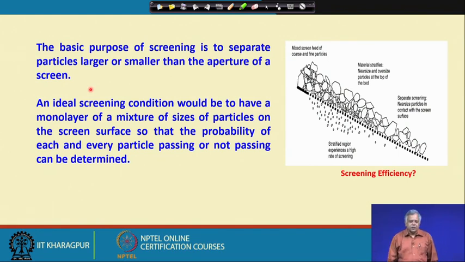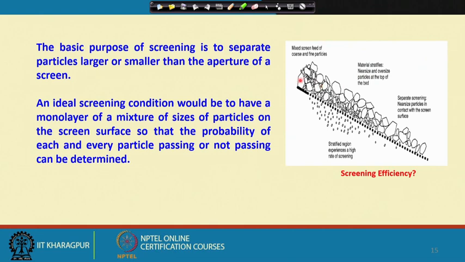In that case, what will be my feeding system that will ensure that my material is equally spread along the width of the screen? That means, what is my bulk material handling system that has to be synchronized with my screen width, to ensure that the material is well spread onto the surface.